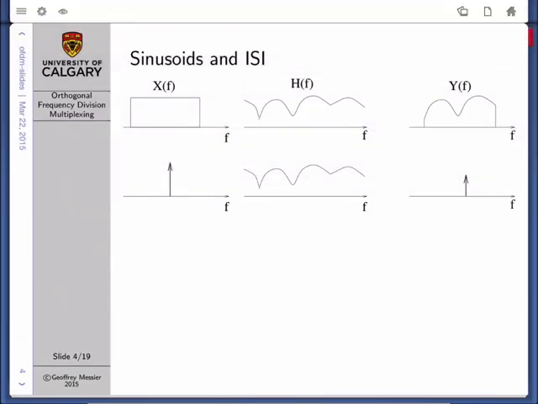So if we have a transmitted signal, this should actually be S of F, that has some width, and we transmit it through a dispersive channel. A dispersive channel typically has these nulls. When we multiply S of F with H of F, our received signal Y of F is going to look something like this, which is a fundamentally different shape than what we started with, right? So we get distortion of our signal.